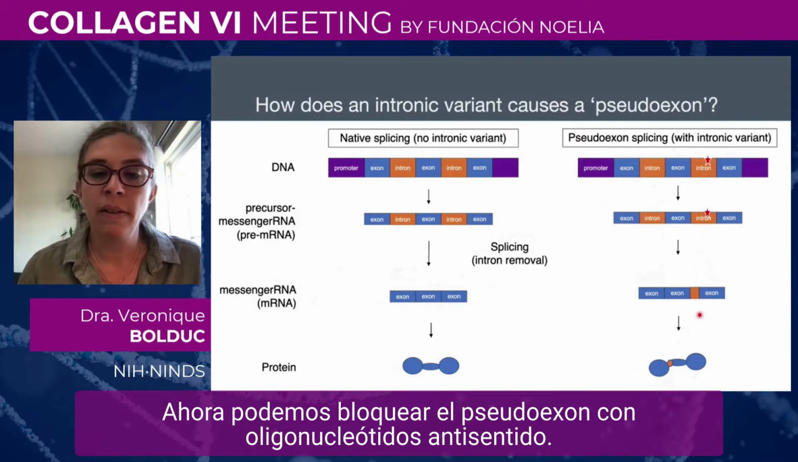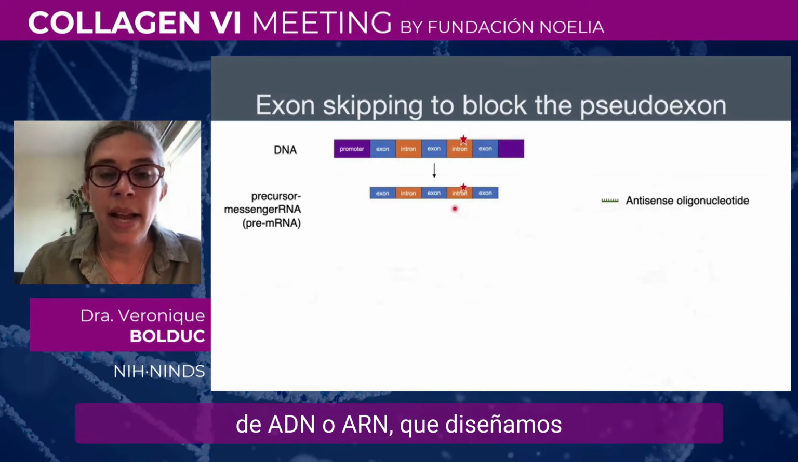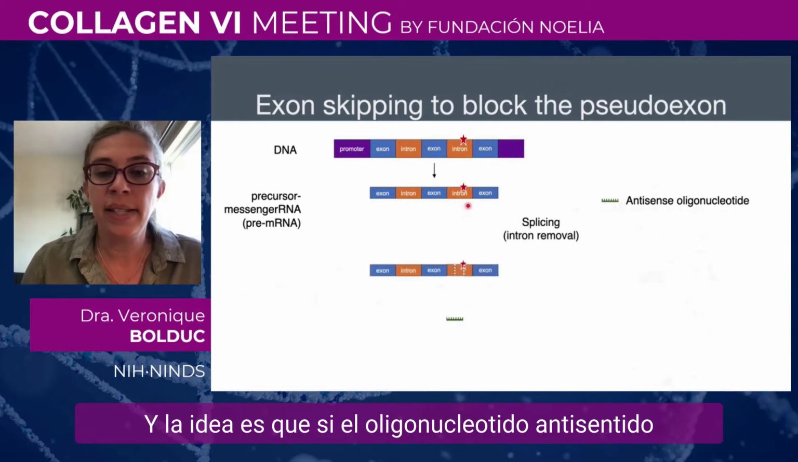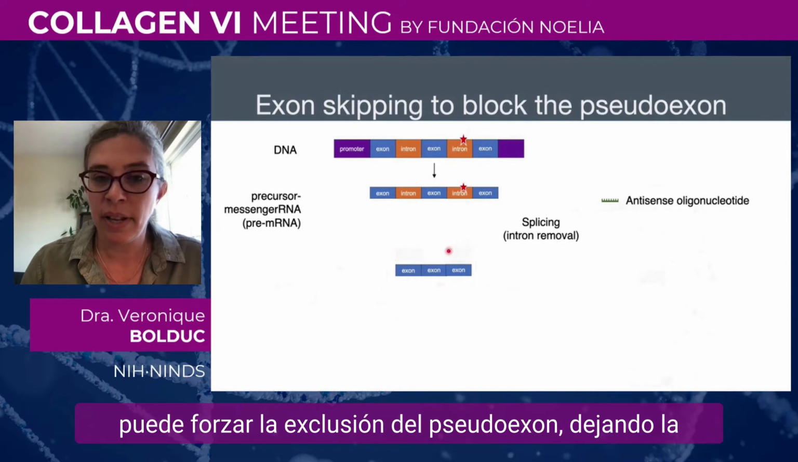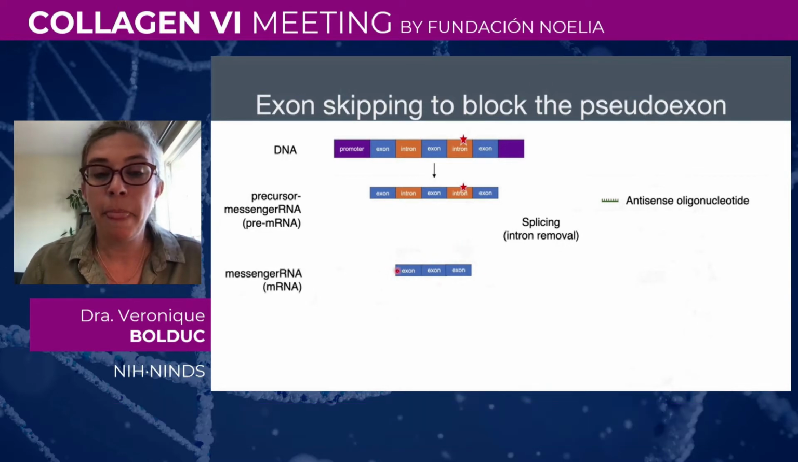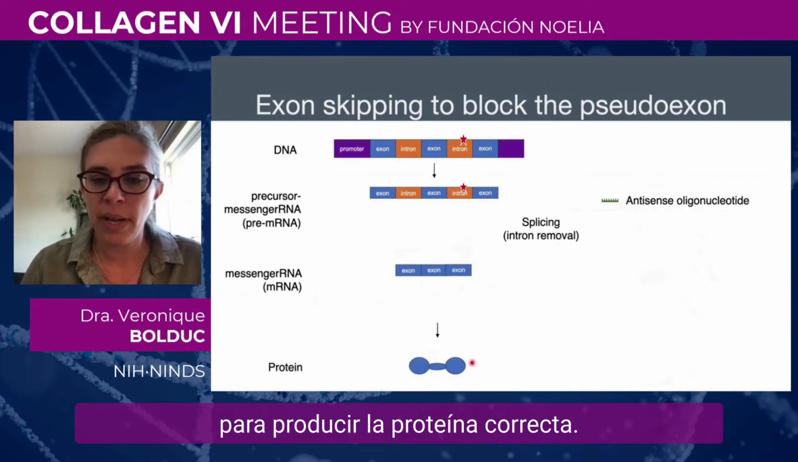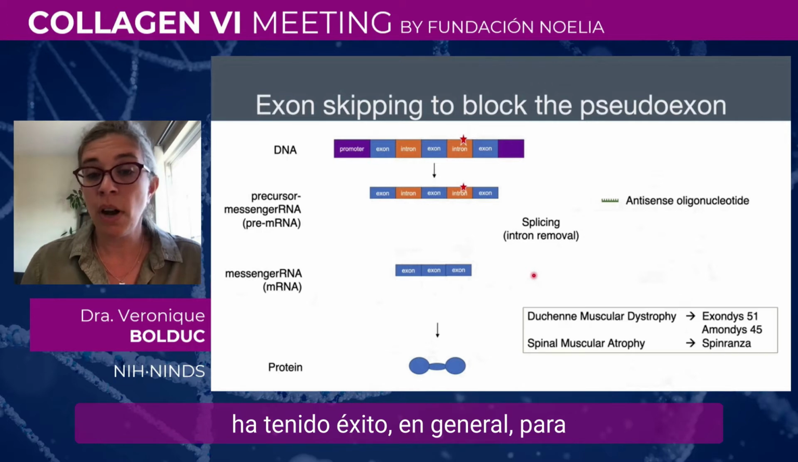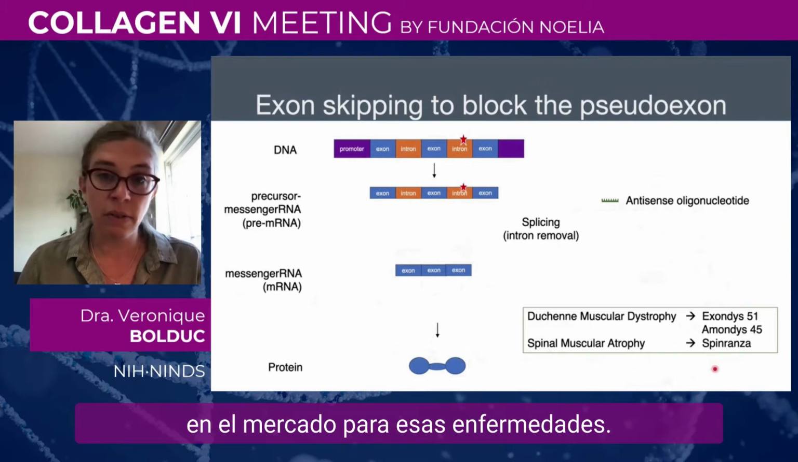So now we can block this pseudoexon with antisense oligonucleotides. Antisense oligonucleotides are short sequences of DNA or RNA, and we designed them to recognize sequences within the intron. The idea is that if the antisense oligonucleotide can bind to the precursor mRNA before splicing, it can force out the pseudoexon, leaving the native sequence of the messenger RNA and the instruction to produce the native protein. This strategy of exon skipping or splice modulation in general has been successful for other conditions, namely Duchenne muscular dystrophy and spinal muscular atrophy, with some products already on the market for those conditions.